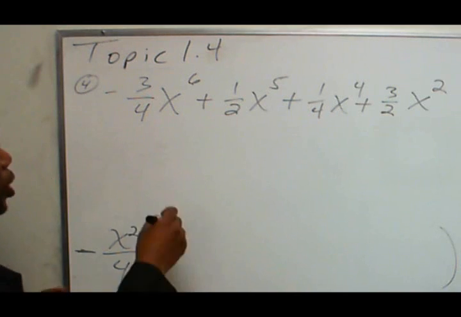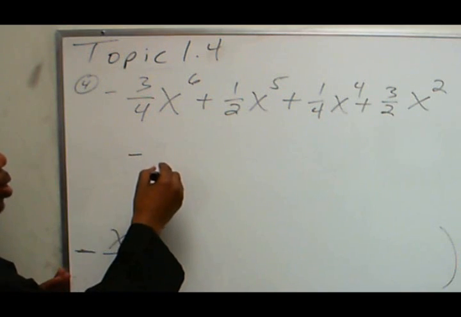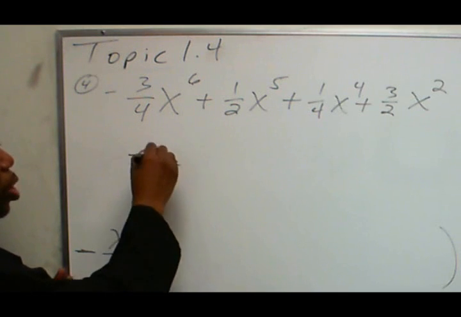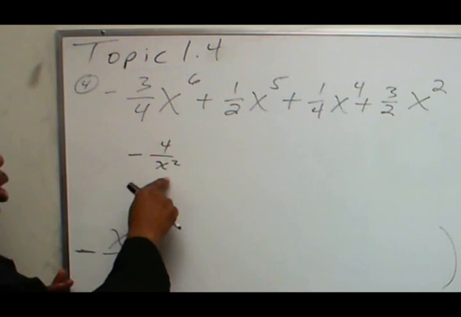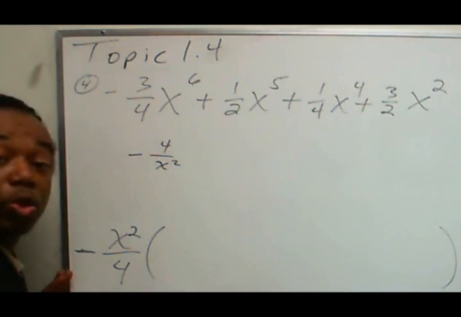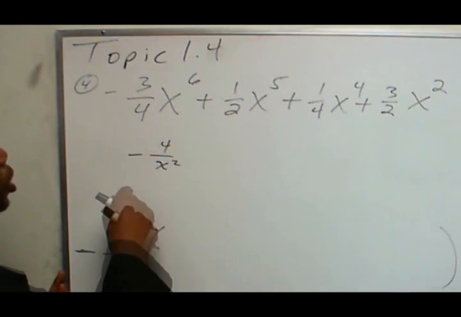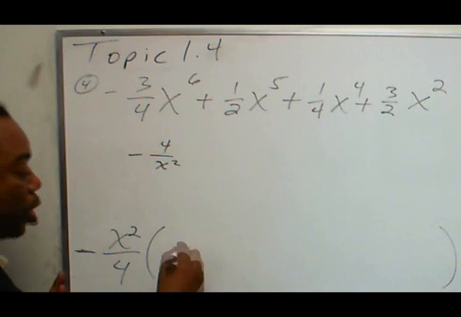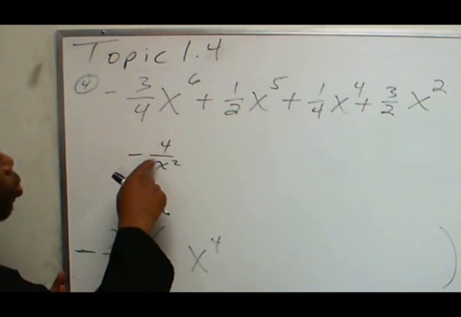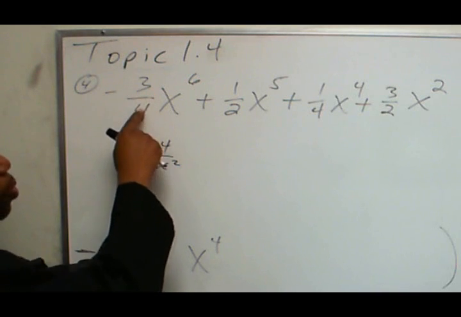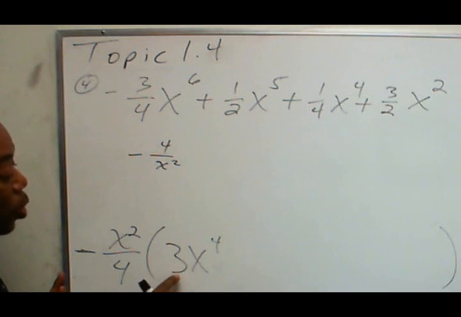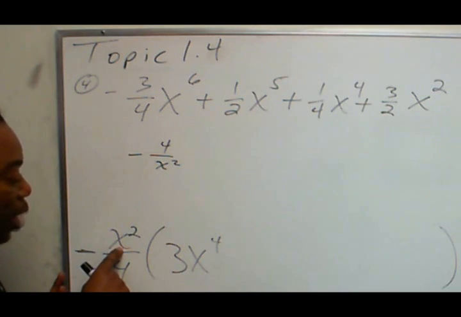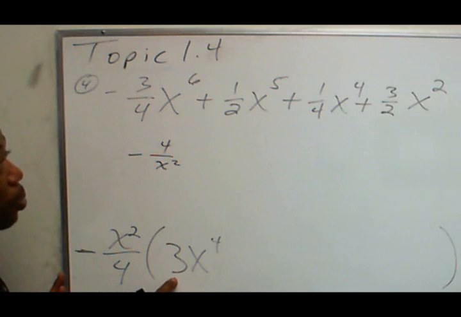So we're going to reverse that process by dividing it all by negative, dividing by x squared, and multiplying by 4. So this right here will reverse each one of these and tell us what it used to be. Okay, so by negative this becomes positive, divide by x squared, this becomes x to the 4th, and when I multiply this by 4, I get 12 over 4, which is 3. So that used to be a 3x to the 4th before someone multiplied it by a negative, multiplied it by an x squared, and divided it by 4.